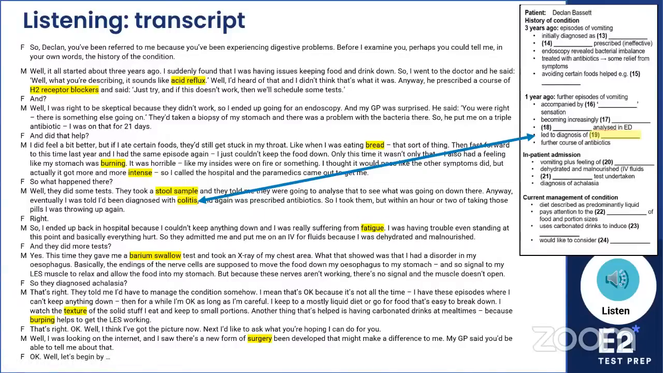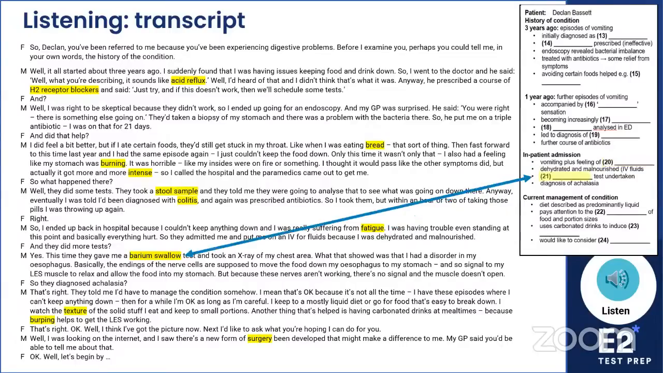So I ended up back in hospital because I couldn't keep anything down and I was really suffering from fatigue. I was having trouble even standing at this point, and basically everything hurt. So they admitted me and put me on an IV for fluids because I was dehydrated and malnourished. And they did more tests?